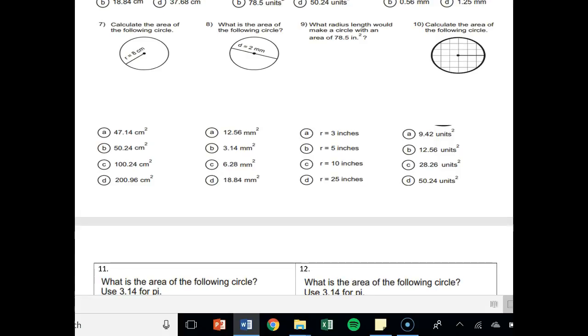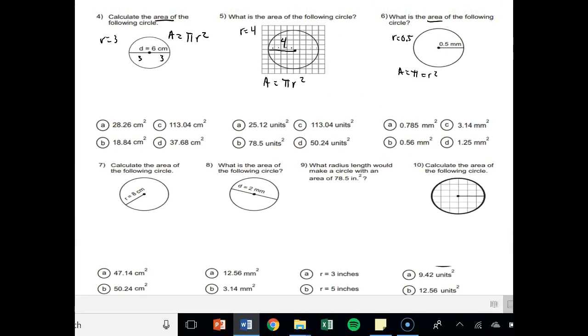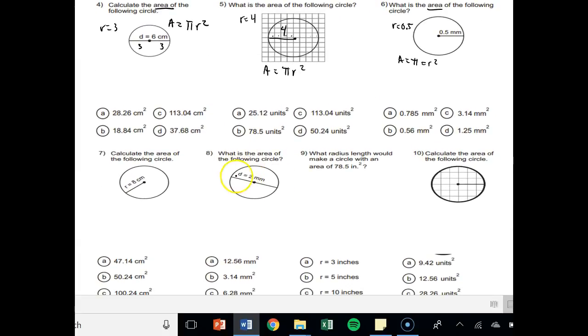Number 7, again, has to do with area. Number 8 is not much different from number 4, in that if the diameter is 2, that means the radius is 1 and 1. So the radius here is 1. Something 1 squared, by the way, is not 2. Area is equal to pi r squared.